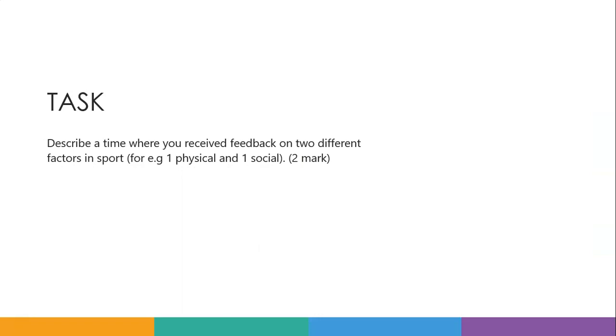Task. Describe a time where you received feedback on two different factors in sport. For example, one physical and one social. This is for 2 marks. And remember, for a description, you need 3 points of description to get 1 mark. So 3 points of description for one physical example and 3 points of description for one social example. And let's go with internal feedback. When did you know something went well, or when did you know that something wasn't going well from your own internal feedback?